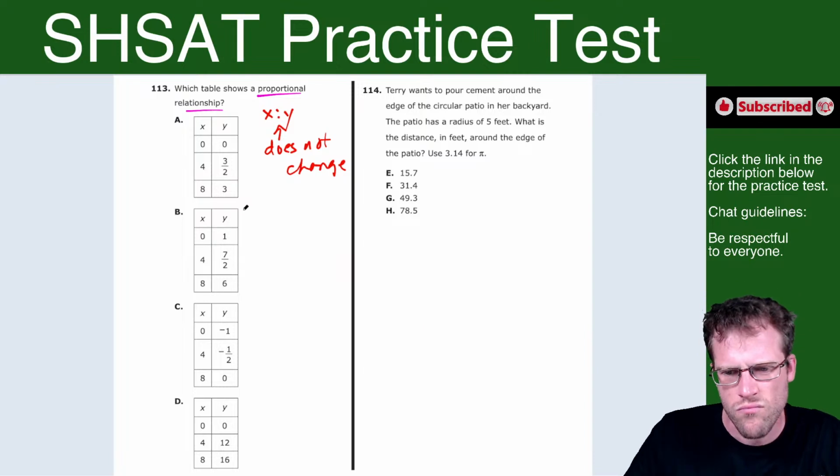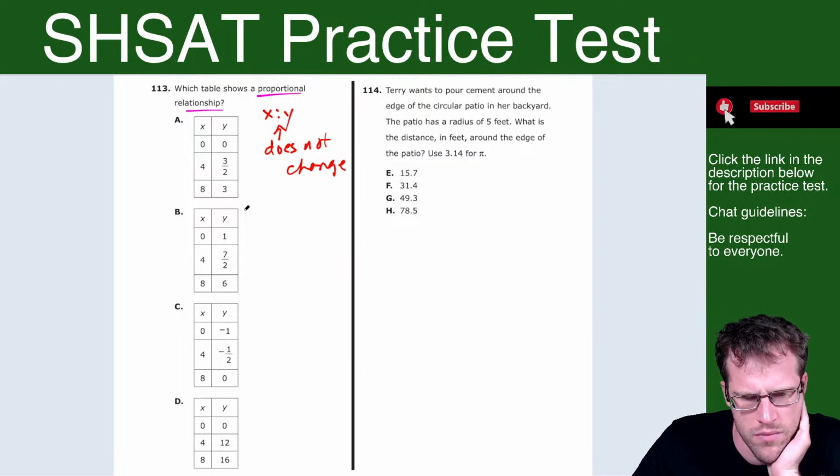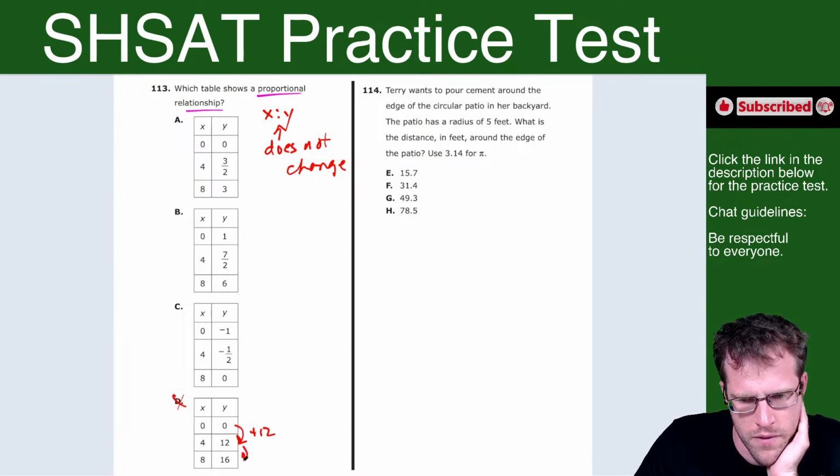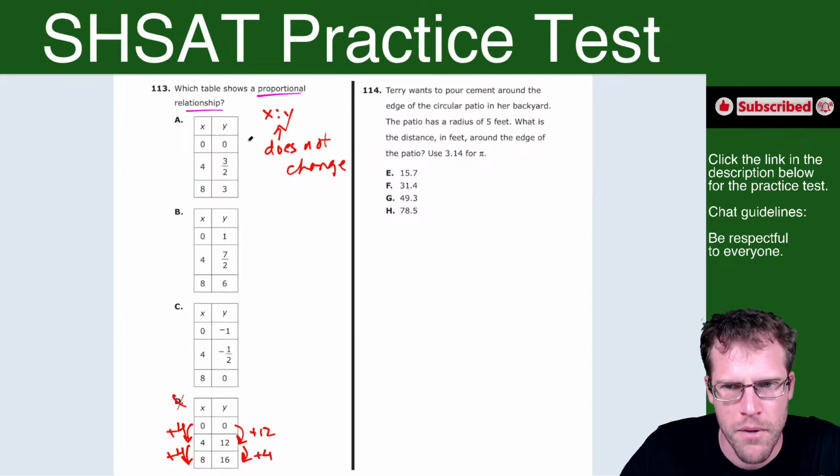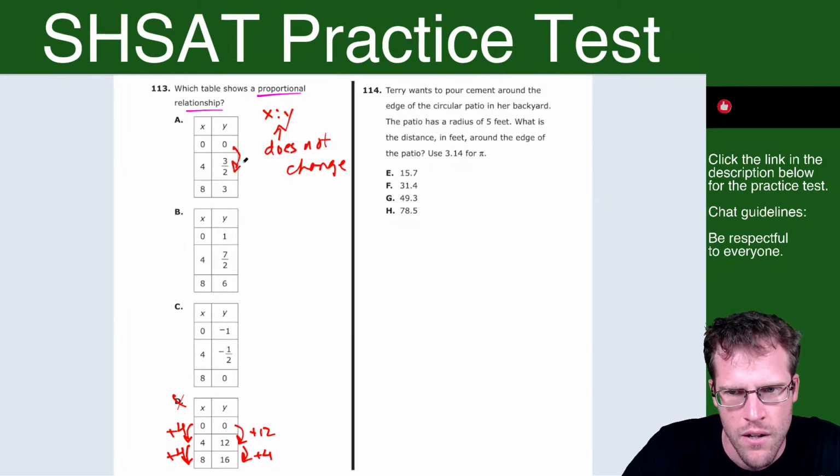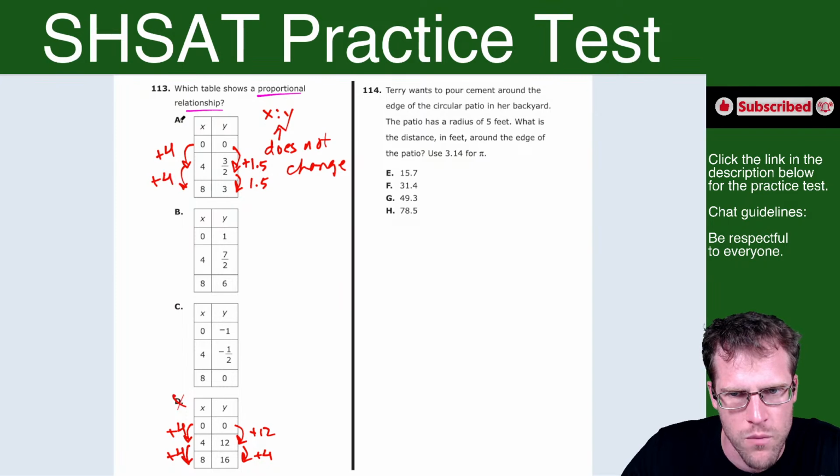So let's see, are any of them? I don't think this one looks good. This one doesn't look good because it's plus 12 and then plus 4, and this is plus 4, plus 4. The x's and y's have to be going up by the same amount. This one looks kind of good. See, this is plus 1.5 or 3 over 2, and this is plus 1.5. This is the same thing as 1.5, and 1.5 plus 1.5 is 3. So this is already looking good, but we'll see why the others are no good.